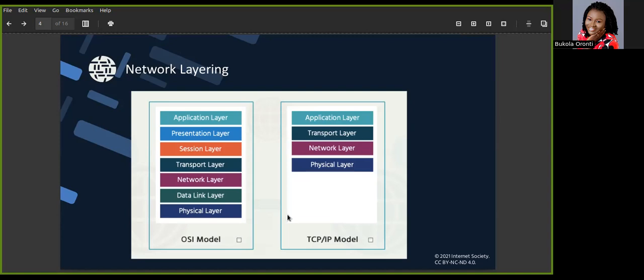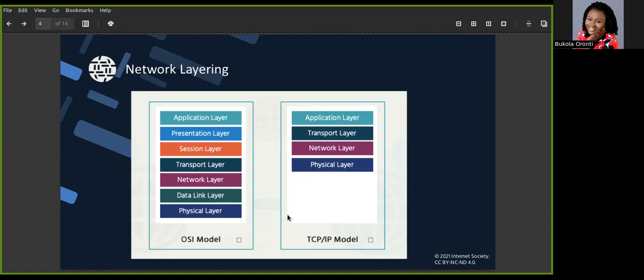Now, directly beneath the presentation layer is the 5th layer, otherwise known as the session layer. This layer controls the dialogues, that is the connections between computers. It establishes, manages, and terminates connections between the local and remote application. So this layer is the one that opens and closes sessions between two different applications or two different systems, one local, one remote.